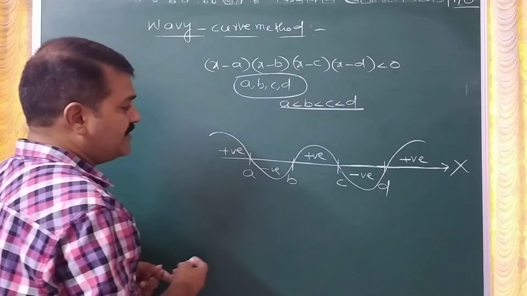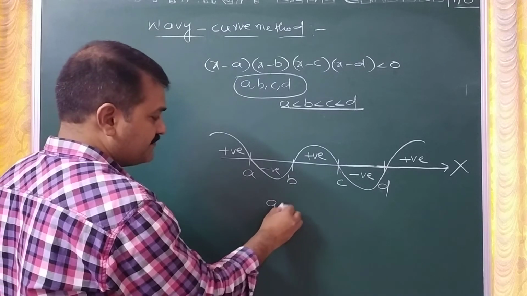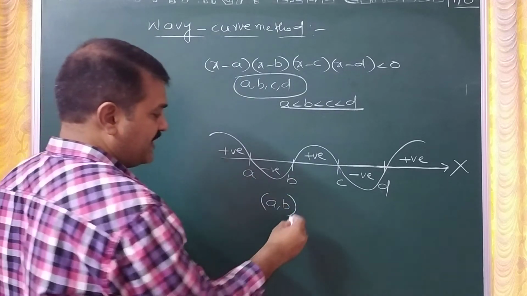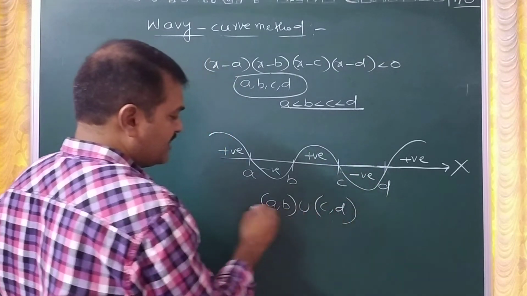So what is the solution? x can be between A and B, so open bracket A, B I am writing, union, or x can be between C and D. This is our solution.